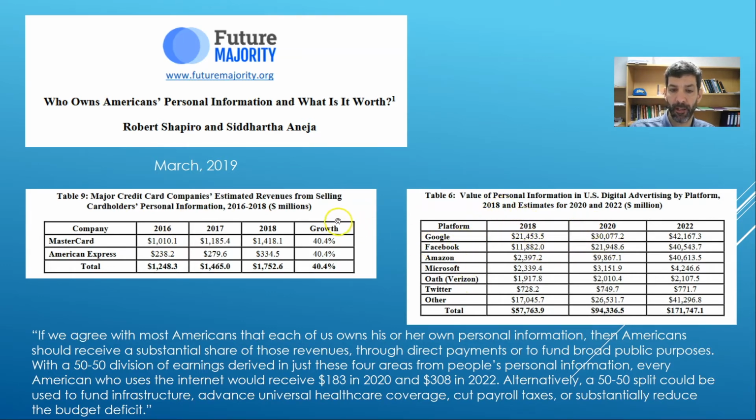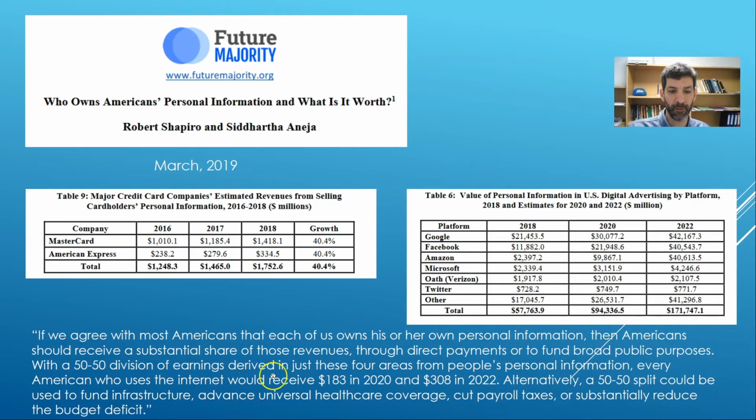and they looked at all of the revenues of people who sell on personal information, and they conclude, and I quoted directly from their conclusion: if we agree with most Americans that each of us owns his or her own personal information, then Americans should receive a substantial share of those revenues. Because the argument is, of course, they're making money off of you and your information, where you travel, when you travel, what you buy, through direct payments or to fund broad public purposes.